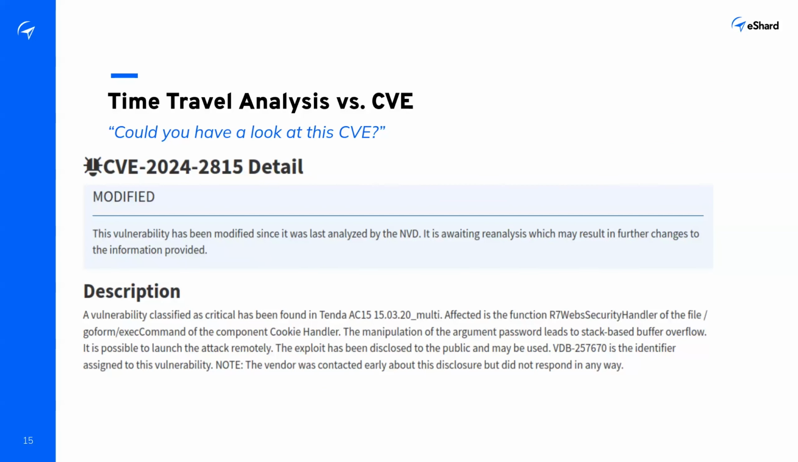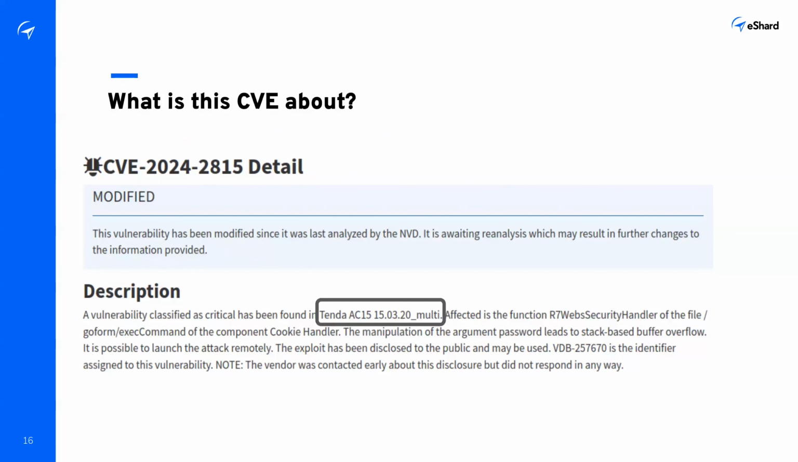So let's dive into the use case for today. We were asked, what can you do with this CVE? Can you show us time travel analysis on this CVE? Let's just have a look at it. What's the description of this?